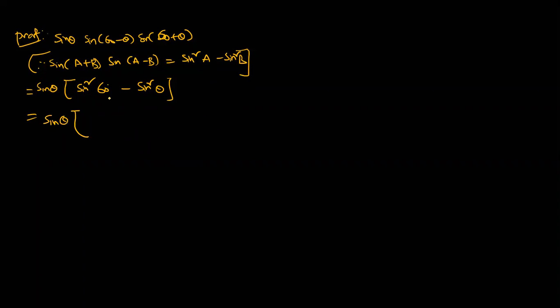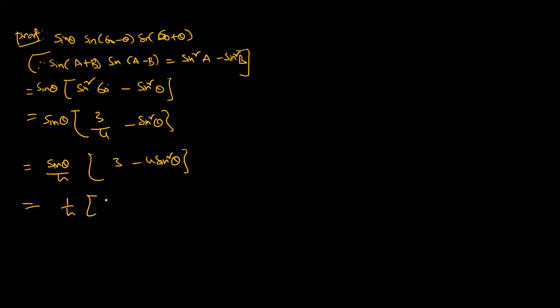So sine square 60, how much? That is 3 by 4 minus sine square theta. Dear students, take the LCM. What is the answer coming? 3 minus 4 sine square theta by 4. So 1 by 4 into 3 sine theta minus 4 sine cube theta. So what is this one? Hence proved.